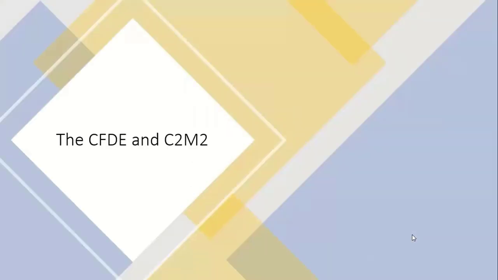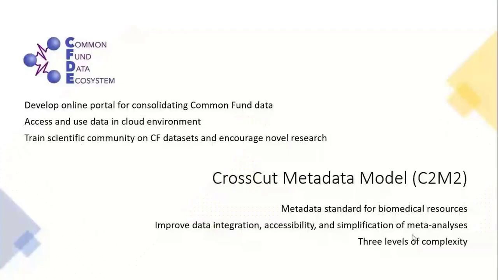So to give a brief introduction of a CFDE and C2M2, the CFDE is the Common Fund Data Ecosystem. It is the consortium behind developing an online portal that is going to eventually consolidate all of the Common Fund data sets, including the links and IDG data. And the end goal is to be able to access and use all of this data in a cloud environment, which is also going to conform to the FAIR findability, accessibility, interoperability, and reusability data principles. There's also some side goals of training the scientific community on how to use the Common Fund data sets, with the hopes that this will encourage novel research hypotheses and investigations.